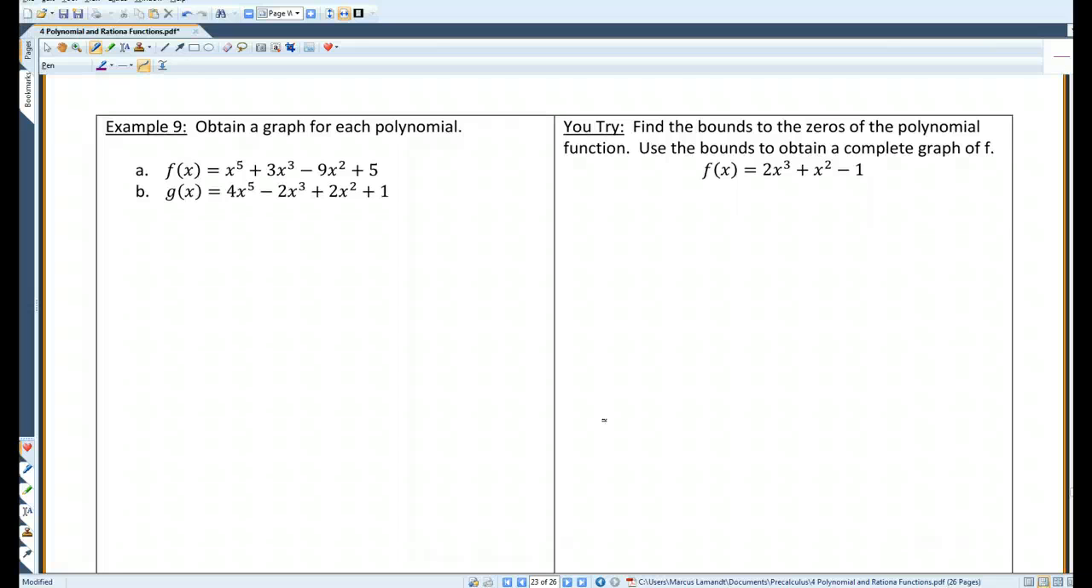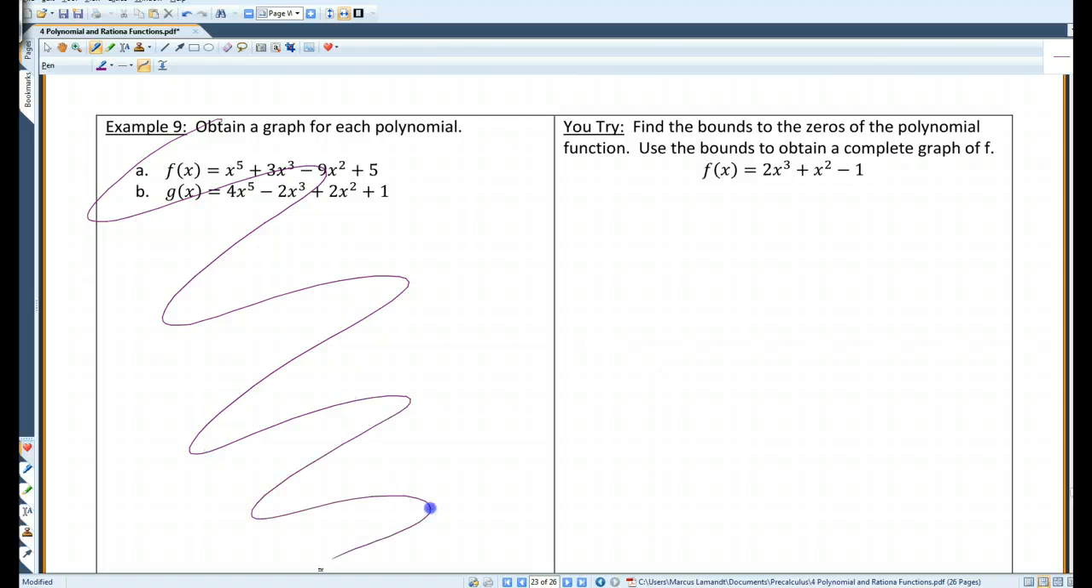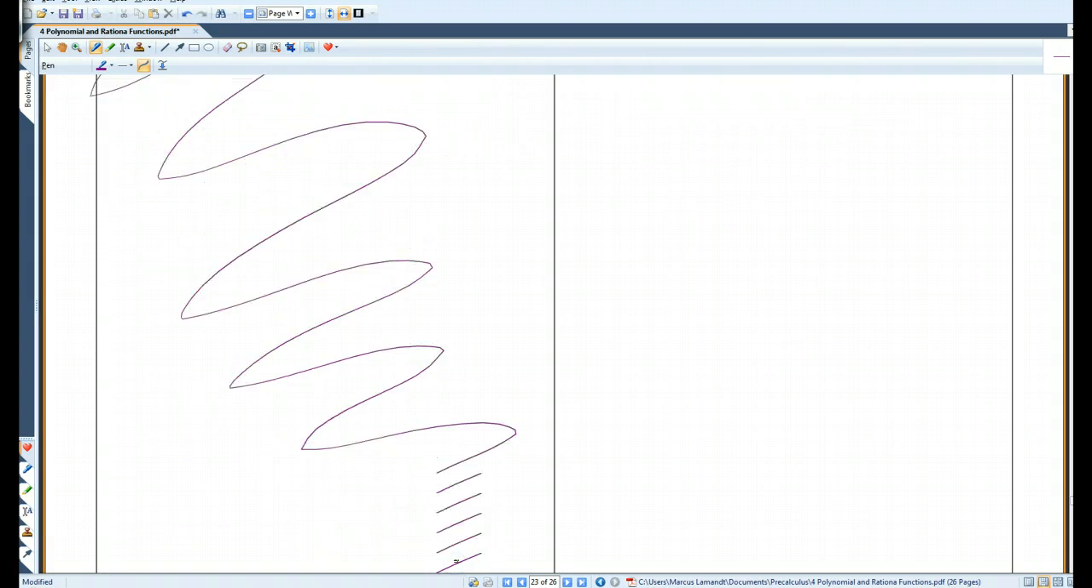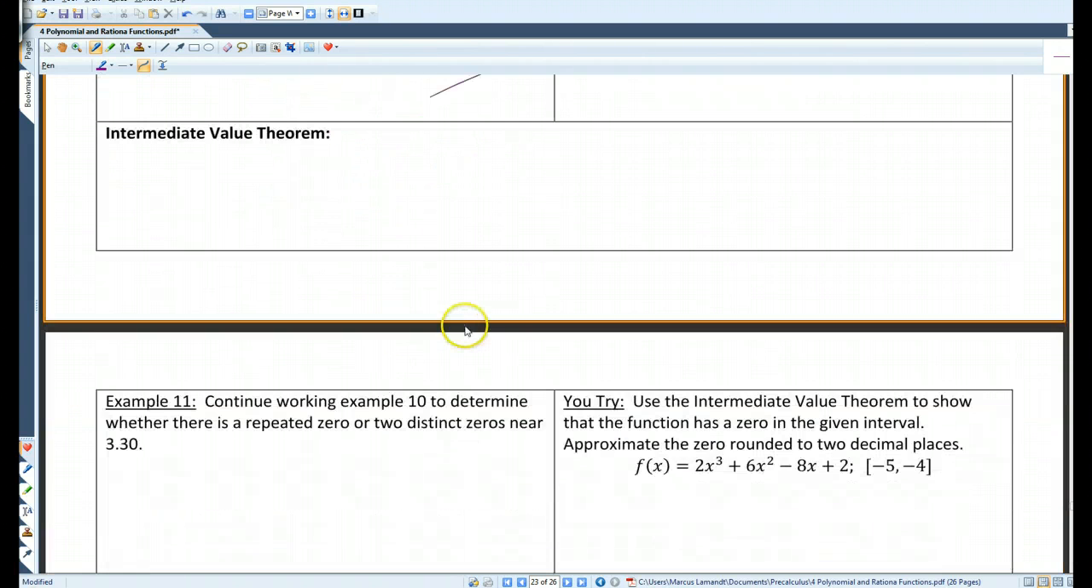Obtain a graph for each polynomial. I'm going to have you guys skip these next two examples. It's pretty much just more of the same thing. If you want to do them for extra credit, that's fine. Just let me know that you do them and I'll give you some extra credit.